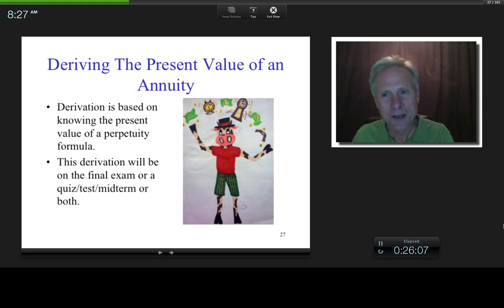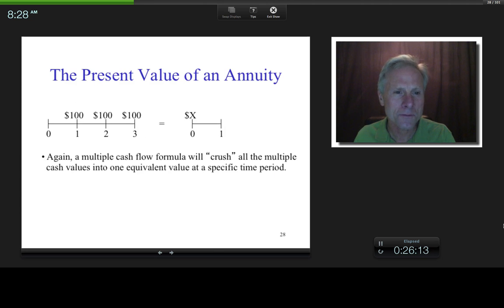That's how much I want you to understand this derivation. You're going to have to teach it to me, okay? So here's our goal. I've made up an annuity. Again, equal cash flows between equal time periods over a finite period of time.